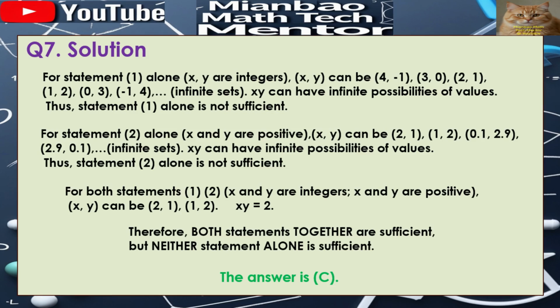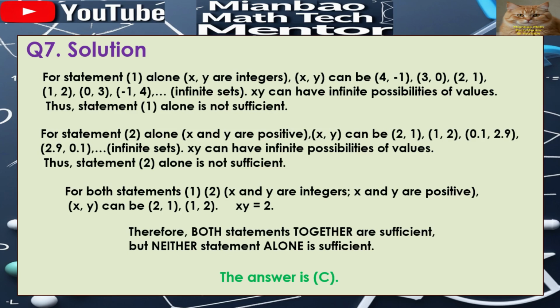For statement 2 alone, x, y are positive. X, y can be 2, 1, or 1, 2, or 0.1, 2.9, or 2.9, 0.1, and so on. Infinite sets. X times y can have infinite possibilities of values. Thus, statement 2 alone is not sufficient.